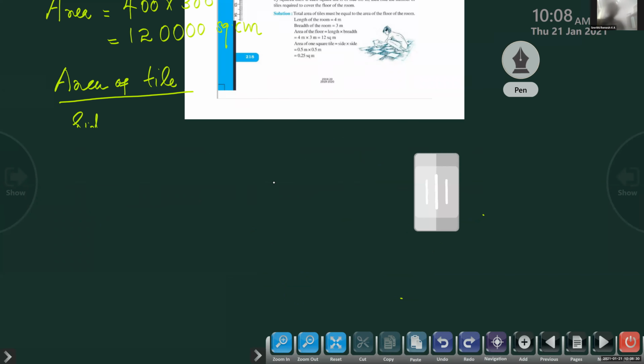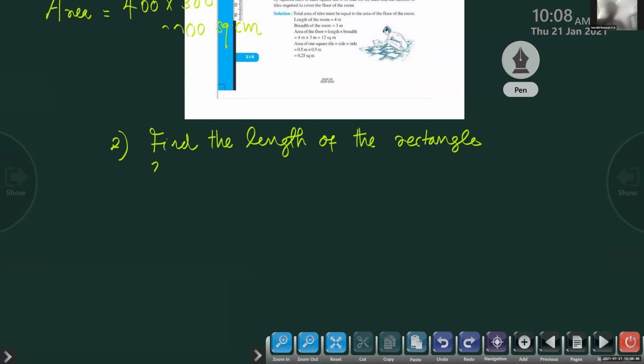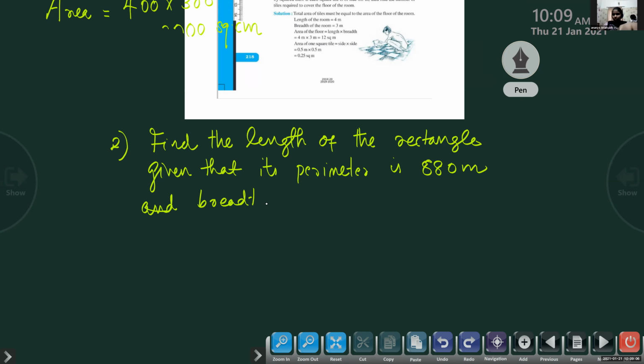Find the length of a rectangle given that its perimeter is 880 meter and breadth is 88 meter. Okay, this was the question.